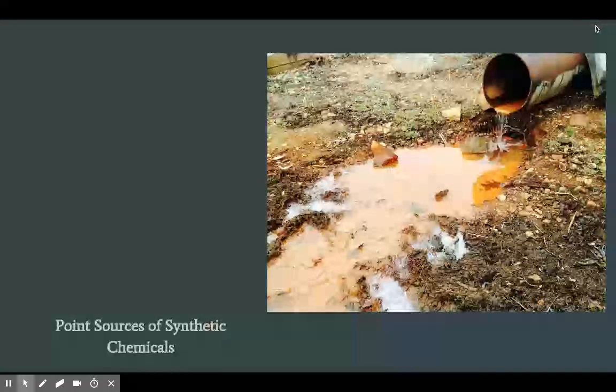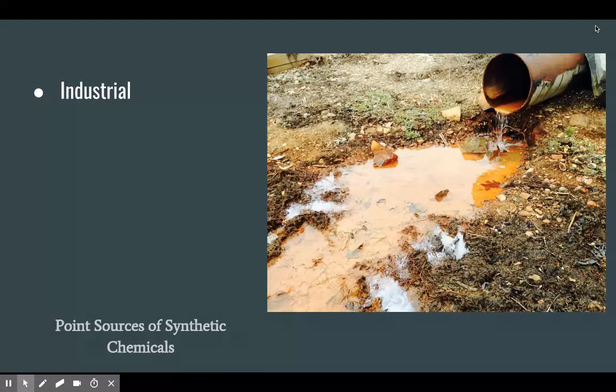So there are these things we're producing, and there's different ways in industry. Essentially, anything that is being created in industry is a point source that ends up in our waterways. We'll look at the examples here in a little bit.